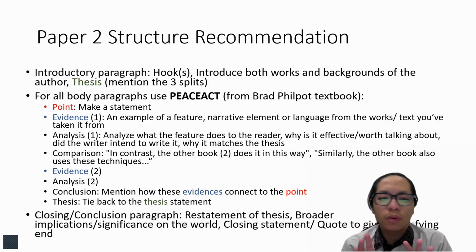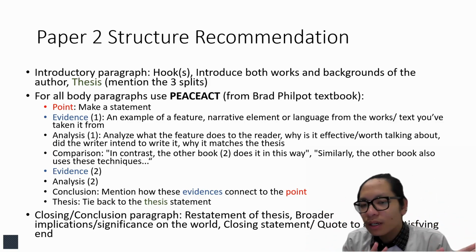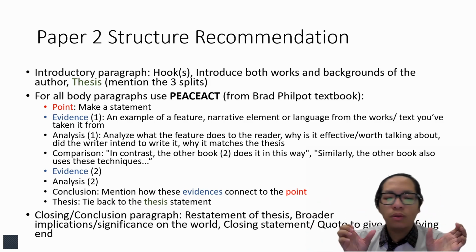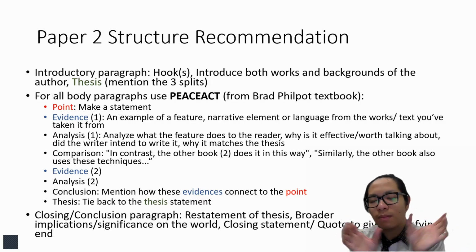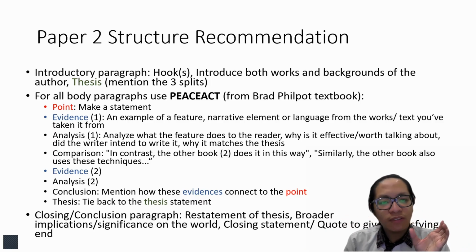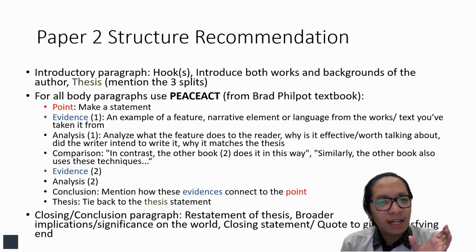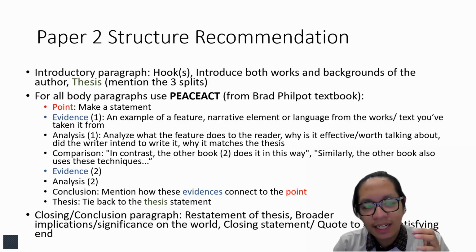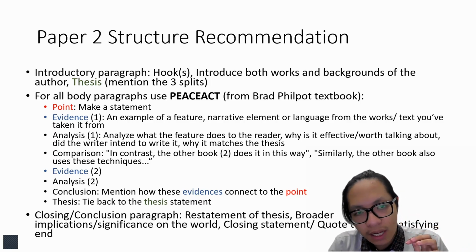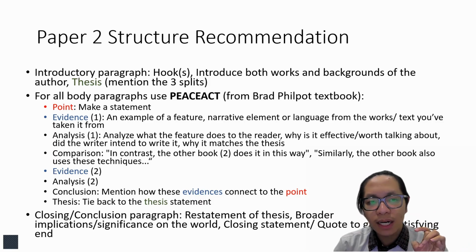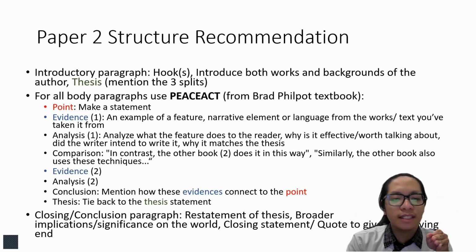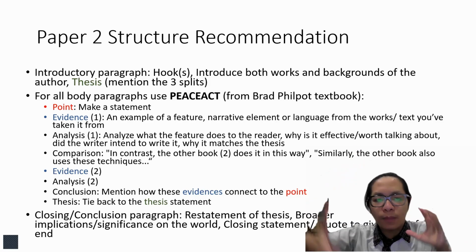Your comparison: in contrast, the second literary work does it in this way. Or similarly, the other book uses these techniques. So you can do opposing or similar. They can use different types of features or similar features. Then just repeat the evidence and analysis the same way as we did for the first literary work. And now we go back to the conclusion. The conclusion is how these evidences connect to the point, not the thesis. And then the thesis, the T: tie the whole paragraph back to the thesis.